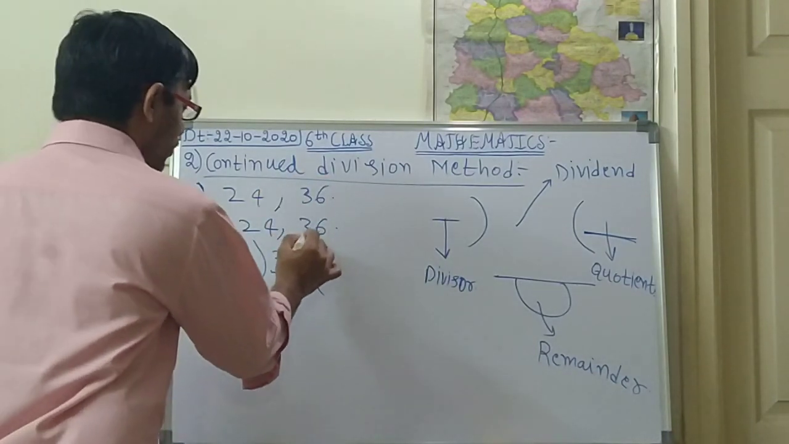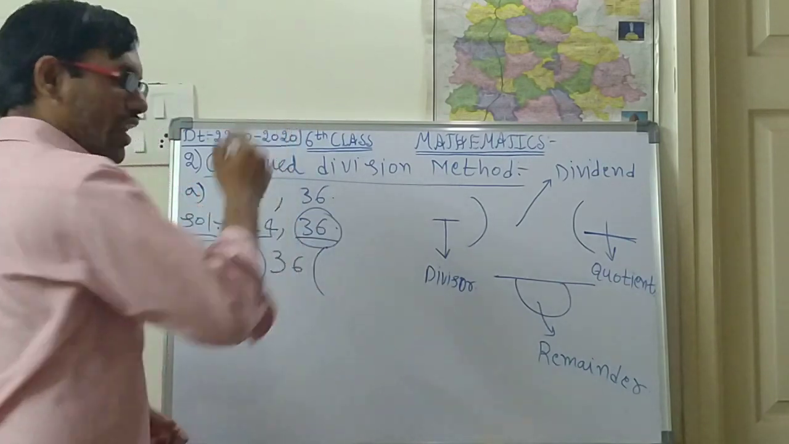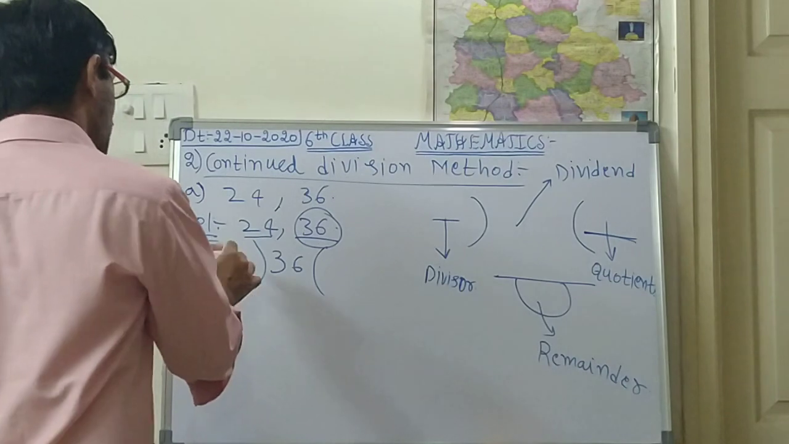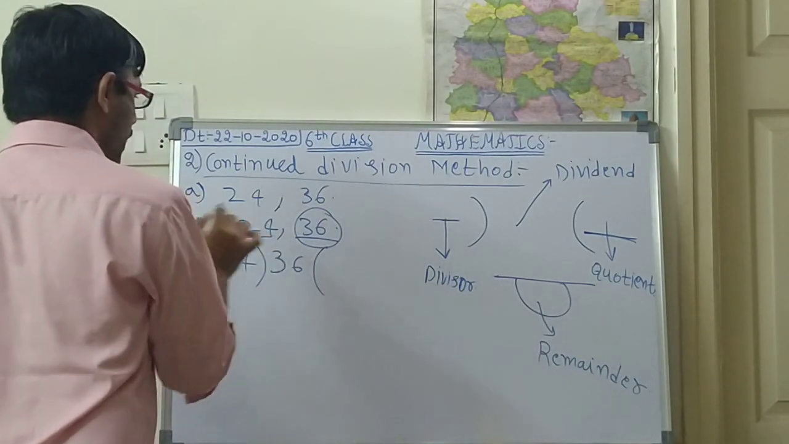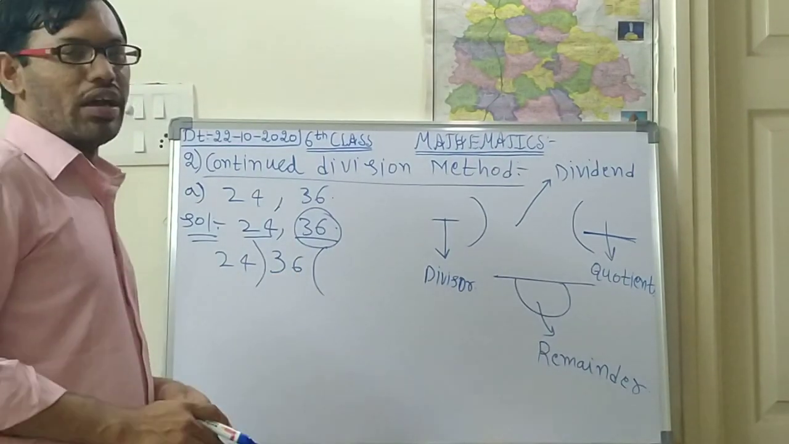So here, what is the greatest number? 24 or 36? 36 is the greatest number, so 36 should be written in the middle. Next, as the divisor, you should take 24, the remaining smaller number. Now you should do the division.